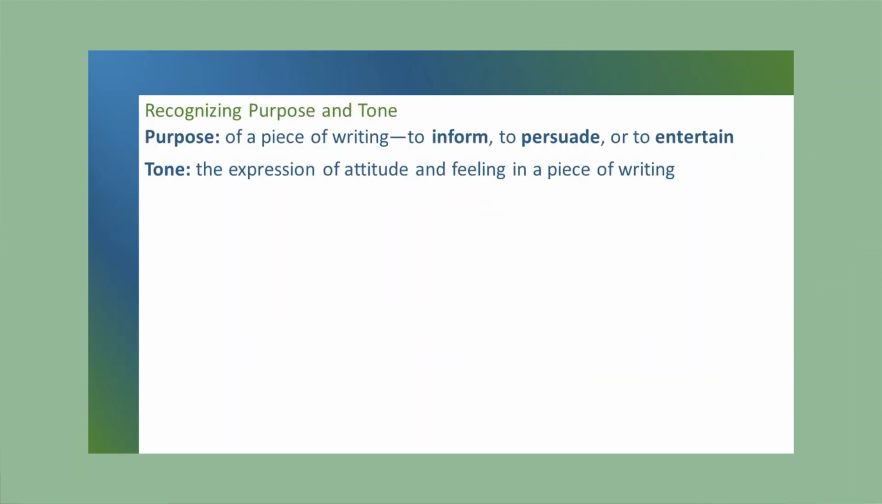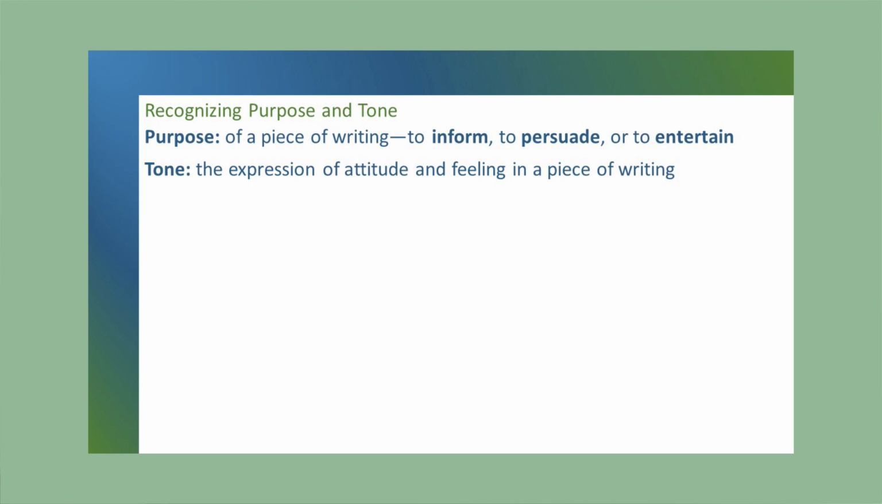Another reading skill that you're going to have to know on the reading AccuPlacer is recognizing purpose and recognizing tone. So what is purpose? When we're looking at a piece of reading, ask it, why were you written? There might be several reasons why something is written. Inform, persuade, entertain. These are 3 reasons why a writer might have written this.